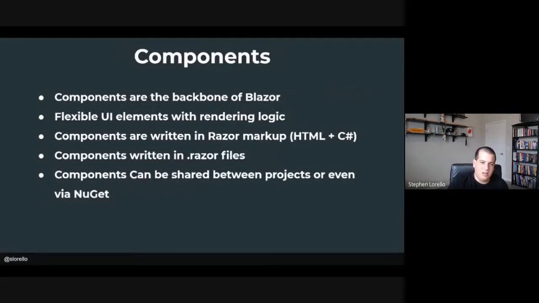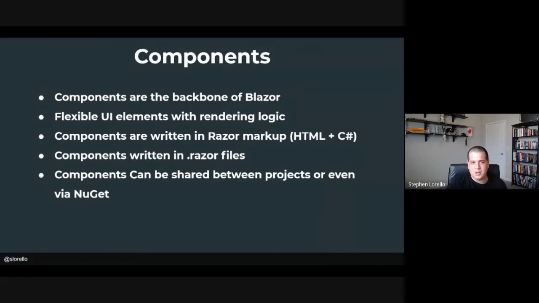So let's talk really briefly about components. They're both the building blocks and the backbone of Blazor. Components are flexible UI elements that manage all the rendering logic for Blazor. So if you've used MVC before, you're probably used to using Razor syntax and CSHTML files. Those are what compose the front end of ASP.NET MVC.